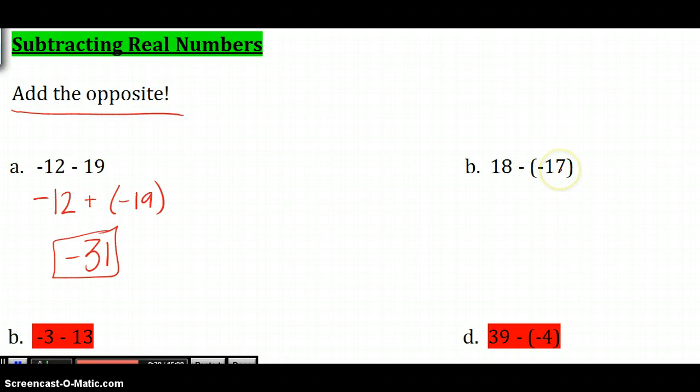Over here, we have 18 minus negative 17. Add the opposite. So instead of 18 minus negative 17, we're going to have 18 plus the opposite. This is negative, so we're going to make it positive. And you already know the rule that if you see 2 negatives right next to each other, they become positive. Same rule, just said in a different way. So then we add 18 and 17, and we get 35.